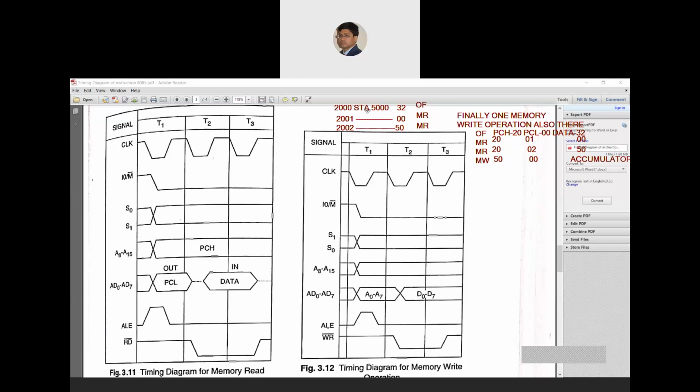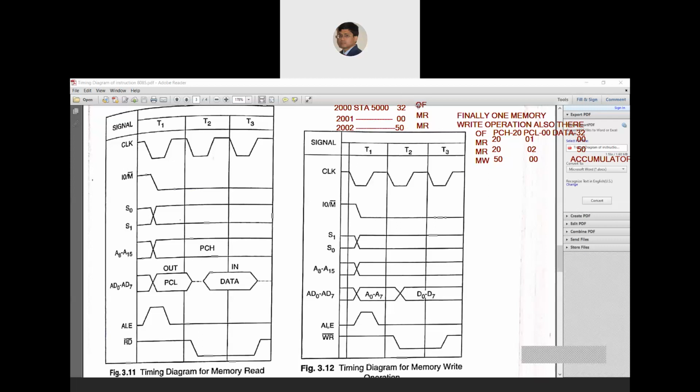So how do you write this instruction in an 8085 program? You have already performed this kind of program. At the 2000 location I have to write the opcode, meaning the hex code for the instruction STA, that is 32, and at 2001 I have to enter the lower order address, 00, and at 2002 the higher order address, 50. That tells the microprocessor that first is the opcode fetch operation, then a memory read operation, then another memory read operation.